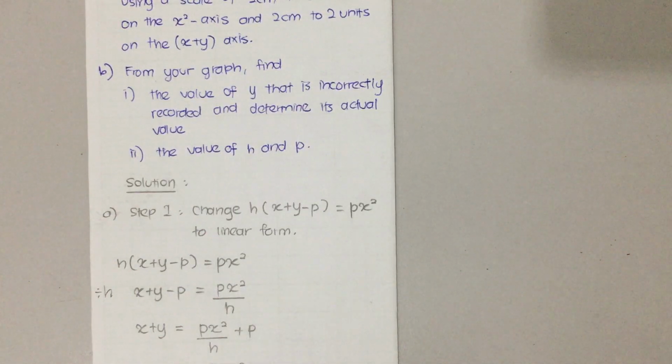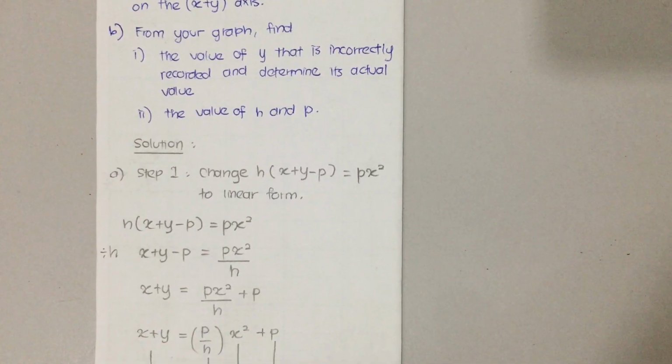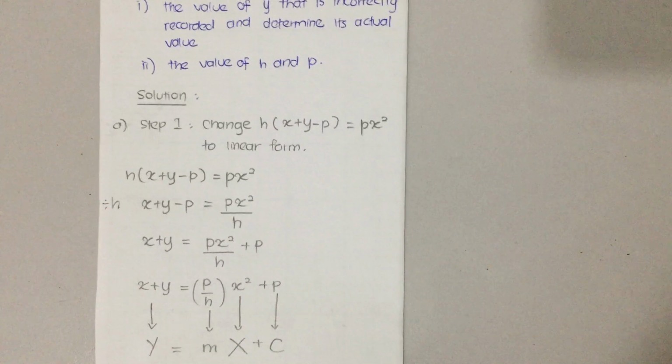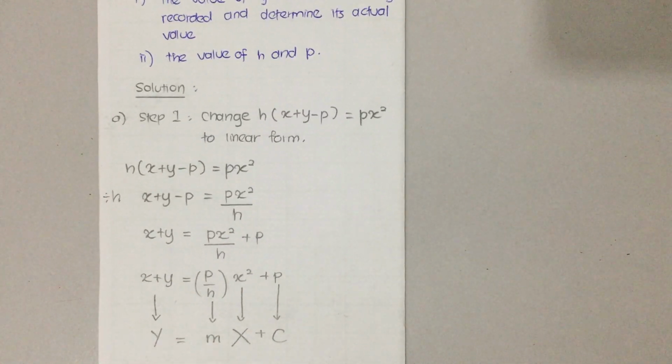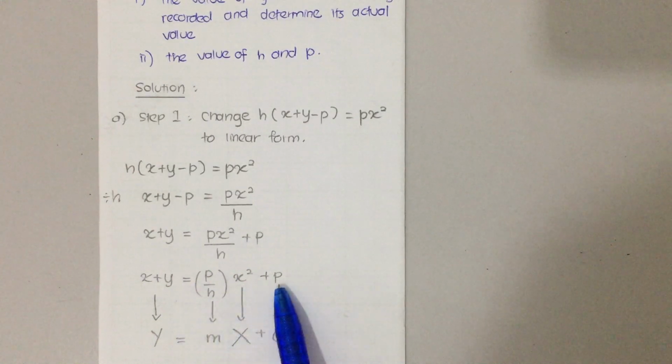But this is not the final form guys. You still need to change it into a straight line equation form, which is also known as y = mx + c form. So this is the y = mx + c form, which is x + y = (p/h)x² + p.